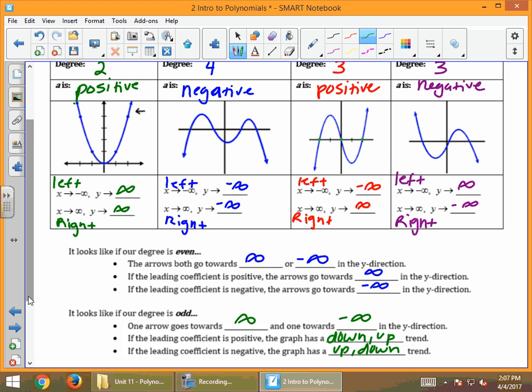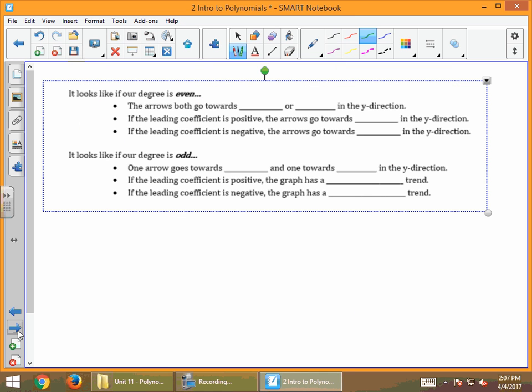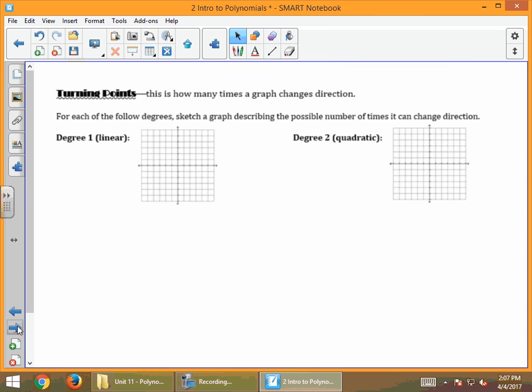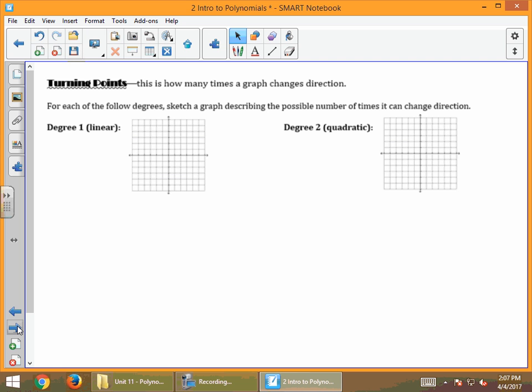Questions over that? All right. Turning point. This is how many times the graph changes direction, or kind of all your curves in your graph. For each of the following degrees, sketch a graph describing the possible number of times it can change direction.